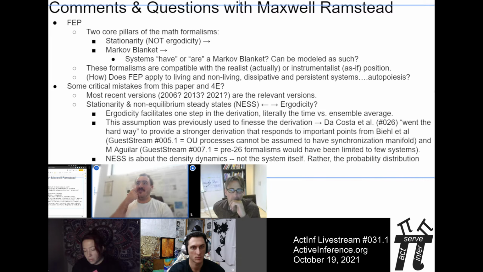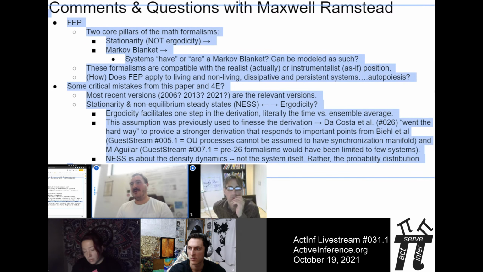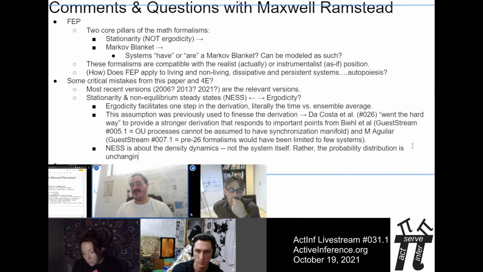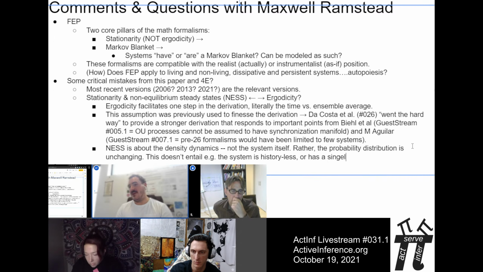So it doesn't follow from the fact that a system has a NESS density that it is historyless. It doesn't follow from the existence of a NESS density that there should only be one attractor. You can have metastability in an FEP system. You can have nonlinearity in an FEP system. You can have non-ergodicity in an FEP system.